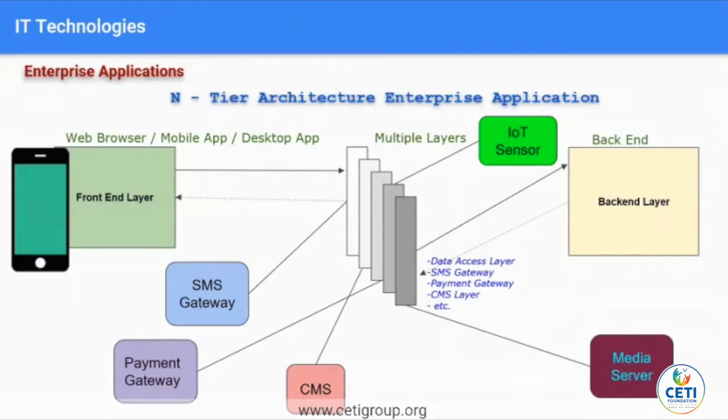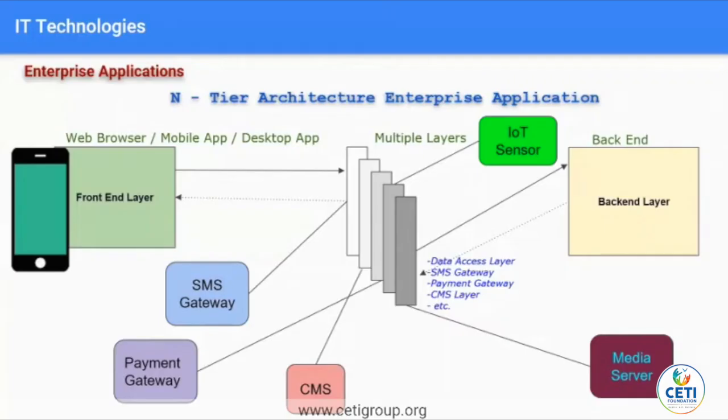So it may talk to multiple layers. It may talk to some specific layers depending on the type of user and the type of business case they are looking for. So you see that the n layer, the multiple layers, can consist of SMS gateways. Like when you are doing a transaction for your banking applications, you'll get... sorry, not payment gateway, SMS gateway.